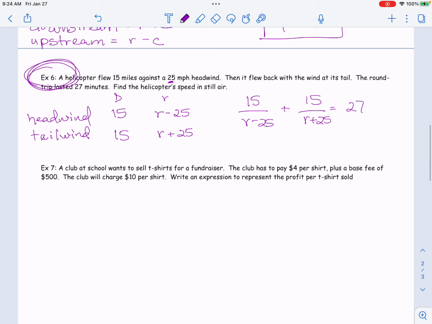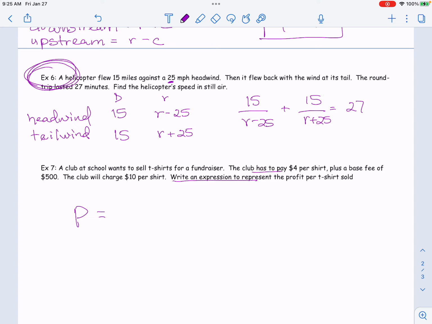Okay, this, all you have to do is write an expression. A club at school wants to sell t-shirts for a fundraiser. The club has to pay $4 per shirt plus a base fee of $500. The club will charge $10 per shirt. We want to know the expression that would represent the profit. We don't have to solve it. It's just the profit statement.